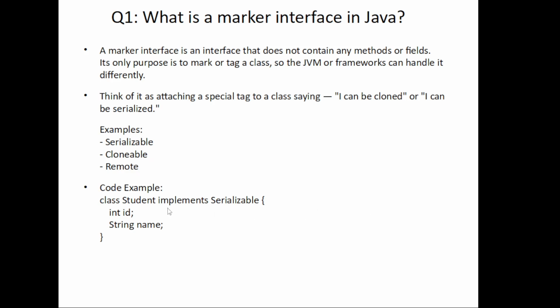Let's look at this code. Here, what's happening? The Student class implements the Serializable interface, which is a marker interface. It tells Java that this object can be converted into a byte stream and saved or transferred. Let me give a real world example. Think of a suitcase with a fragile sticker. The sticker doesn't do anything by itself, but it instructs the handler to treat the object differently. That's exactly what a marker interface does.